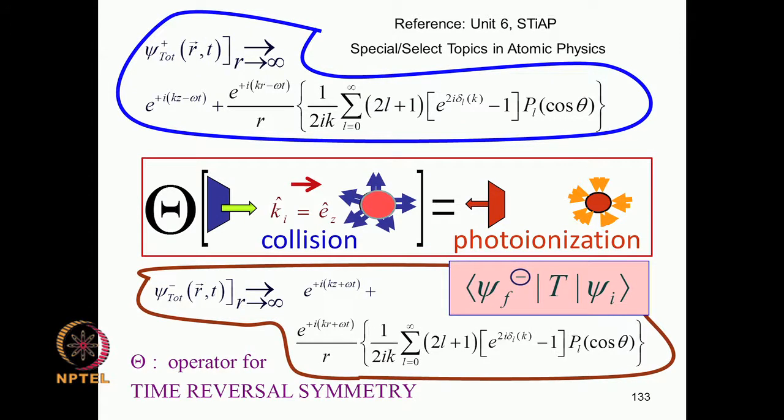But then it turns out that there is a little bit of time delay, and one can use exactly the same techniques to study the photoionization time delay. And this relationship comes from what we did way back in the previous course on atomic physics, in unit 6 of the special select topics in atomic physics, in which we discussed the time reversal symmetry and how it connects the solutions of collision physics with the solutions of photoionization.